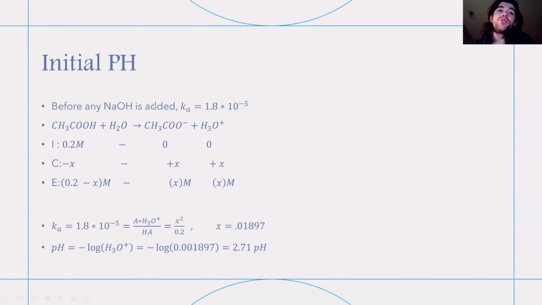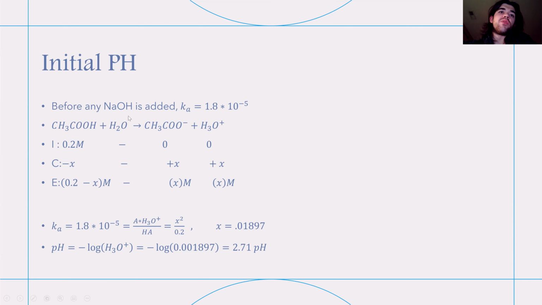Now, for our initial pH, we don't really need any sodium hydroxide because it's just going to be our plain old acetic acid. That's all it's going to be in there. So first off, we have our reaction. It's just acetic acid and water. It breaks down, and we get this right here. This is what we're after, H3O plus. As we know from our problem statement, our acetic acid is 0.2 molar, so we plug that in here.